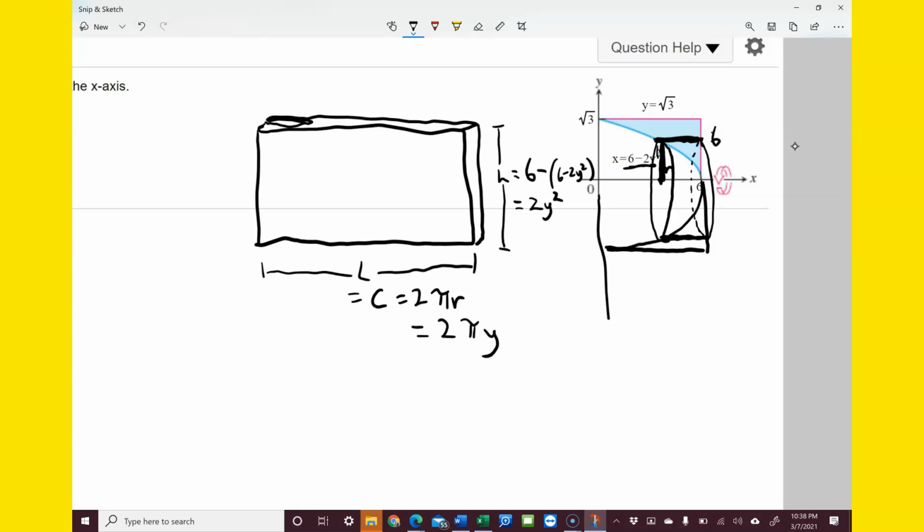Now everything is in y, a function of y so far. So I think that's a good thing. And what is that thickness? What is this thickness right here? It's like this little thickness right here. What is that little thickness right there? It's dy. It's a little change on the y-axis right there. So that thickness is dy.